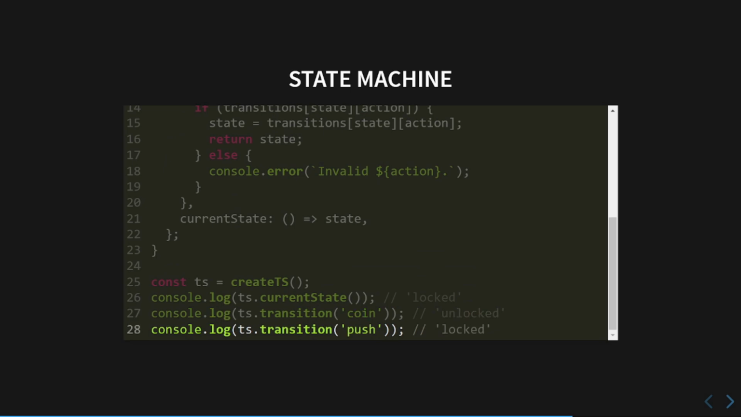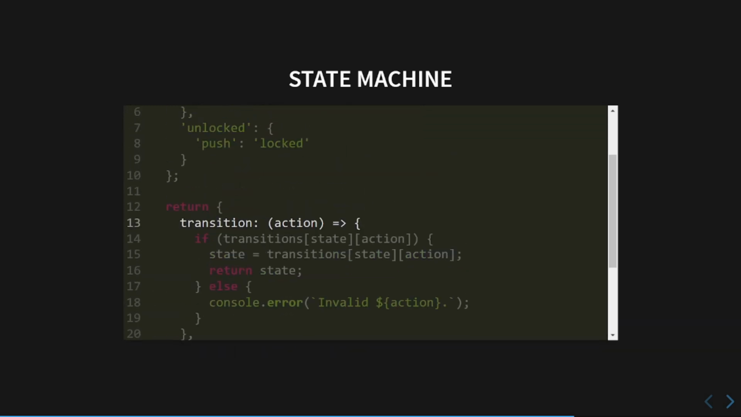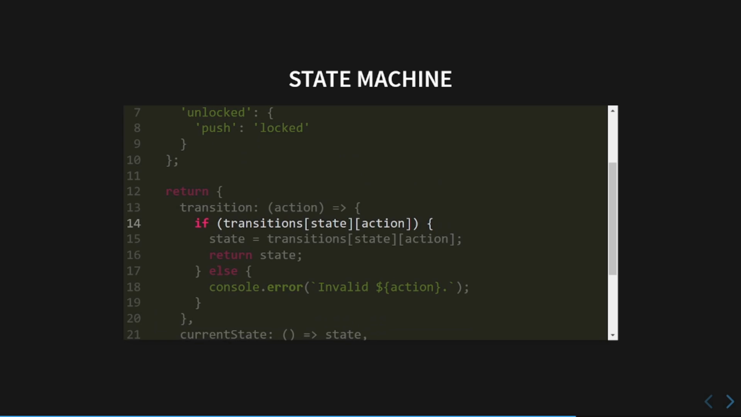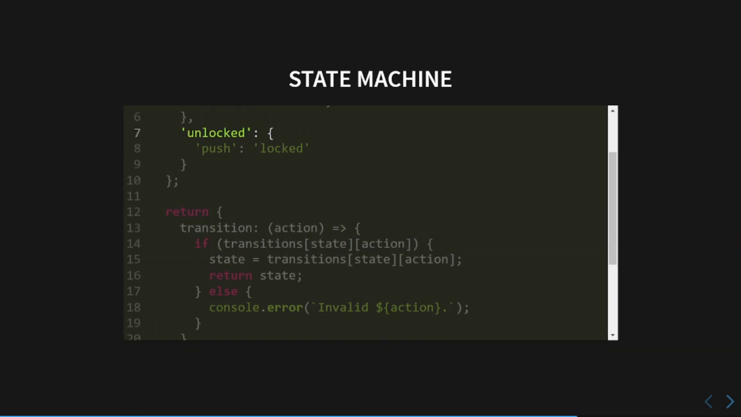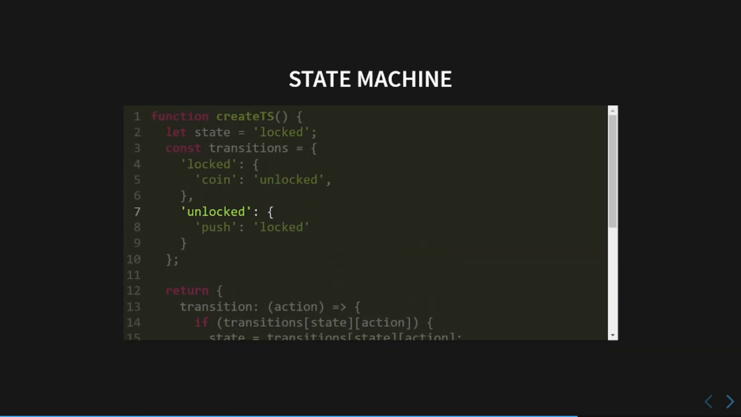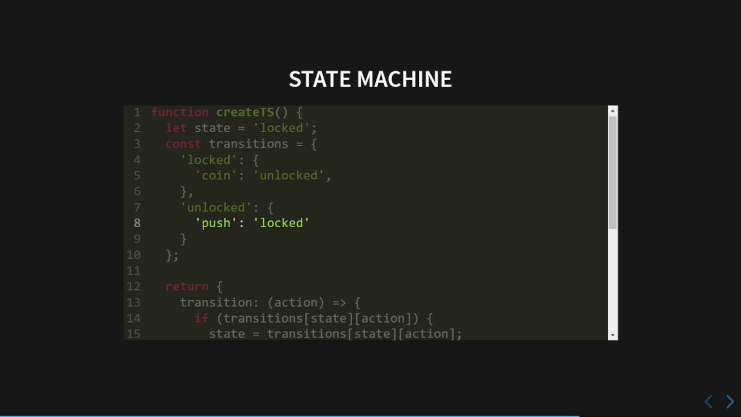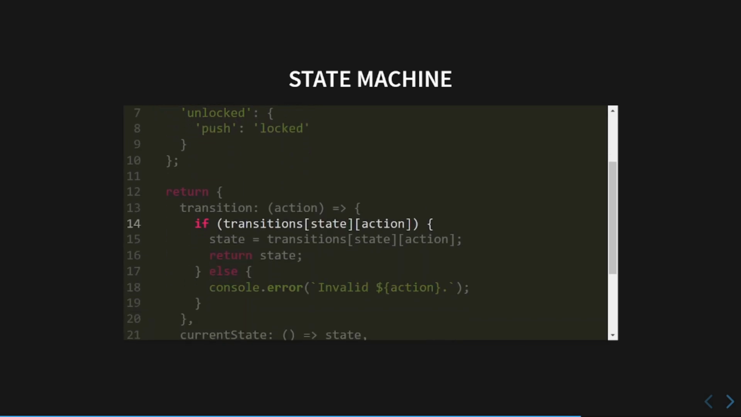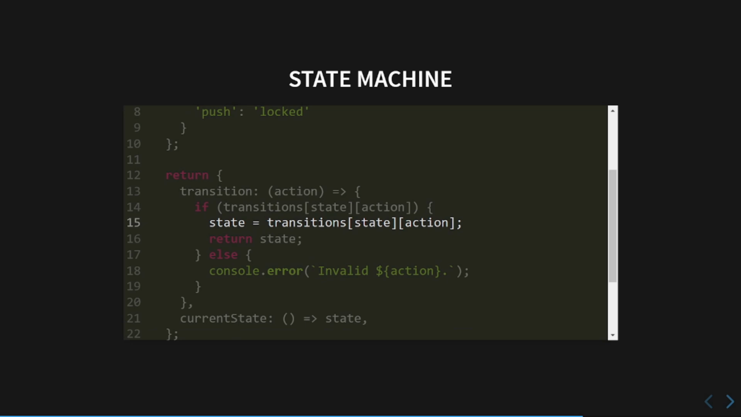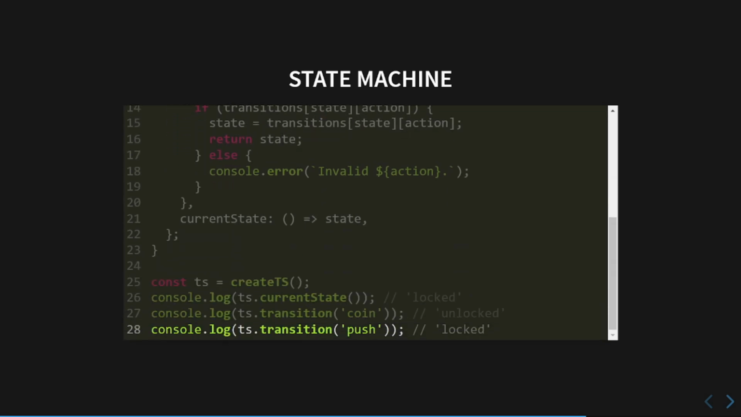And now that it's in the unlocked position, we're able to push. So we pass push. We take it as an action. We see if it's a valid action. So it's currently the unlocked state. We're doing the push action. And then we're updating it to the lock state and returning that. So now the turnstile is locked.